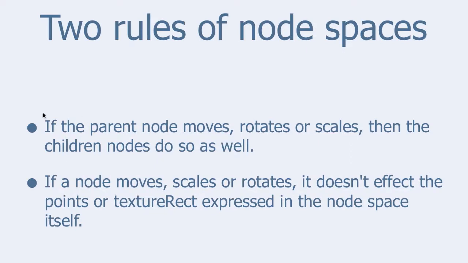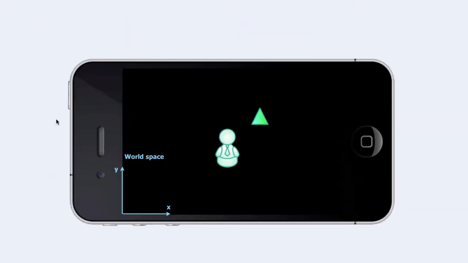The other rule is easier to explain. If the parent node moves, rotates, or scales, then the children nodes do so as well. Let's say that this first sprite is a child of the layer. But this second sprite is not the child of the layer, but is instead the child of the first sprite. Now if we move, rotate and scale the first sprite, the second sprite will follow along automatically, without us doing anything with it.